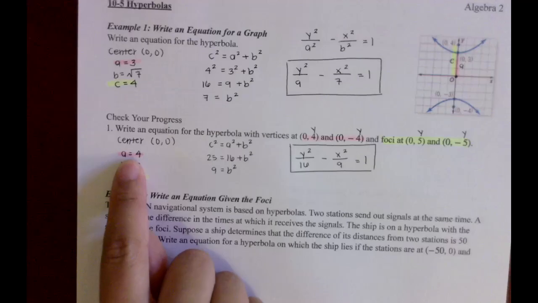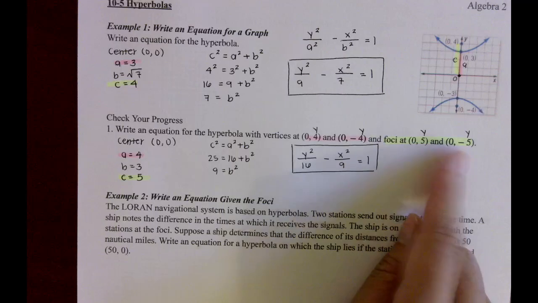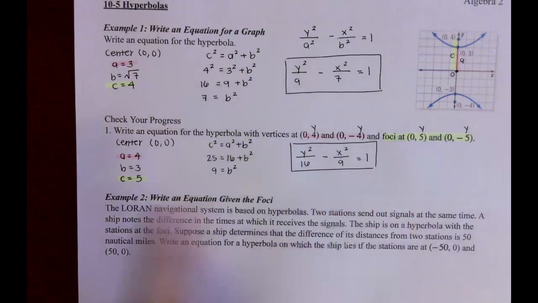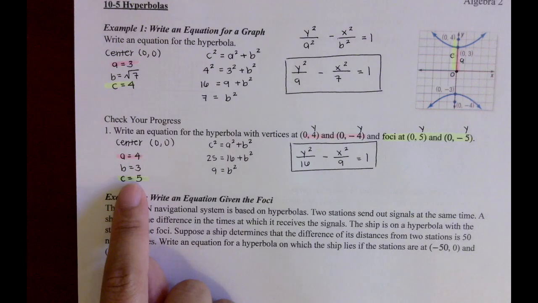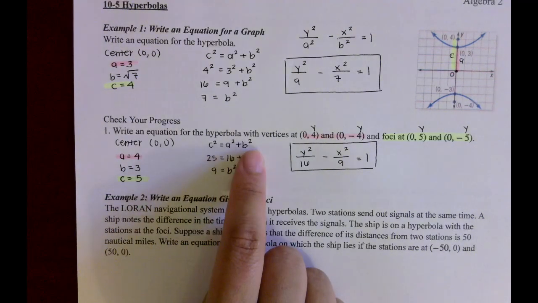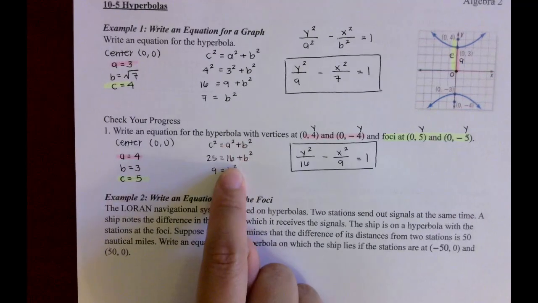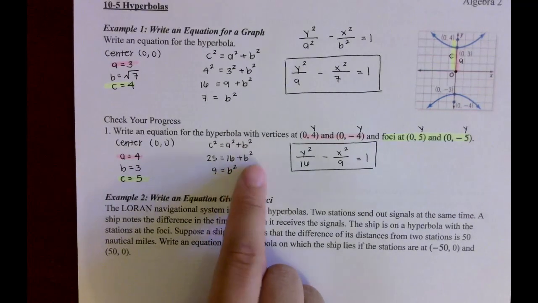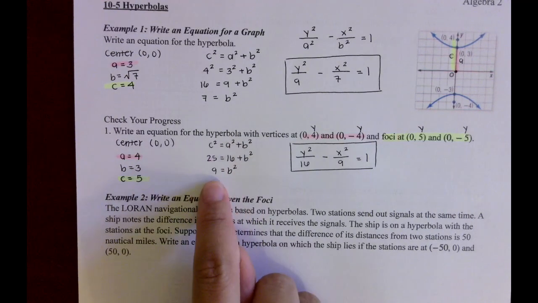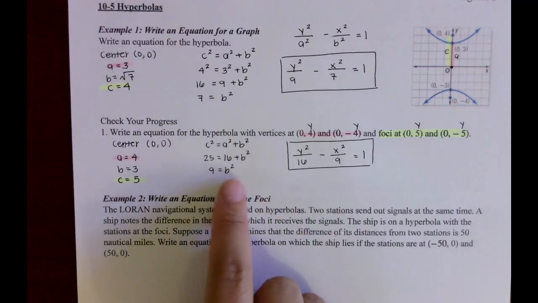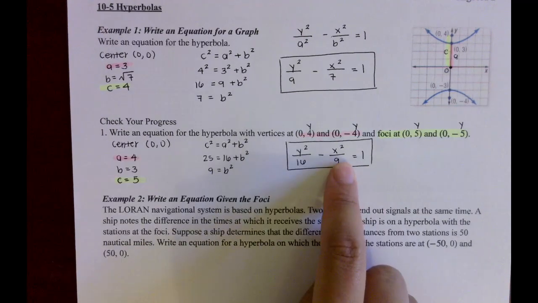And then here's the foci. Foci gives me C, so the change from here to here is a change of 5, so that's why C equals 5. Then using C squared equals A squared plus B squared, C squared, 5 squared is 25, A squared, 4 squared is 16, plus B squared. Subtract 16, that gives me 9. 9 equals B squared, B equals 3, not that that matters since I'm not graphing, but now I have B squared to put in here.